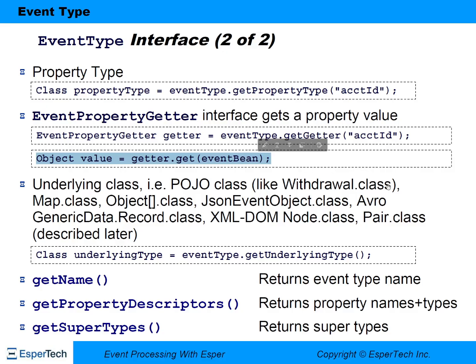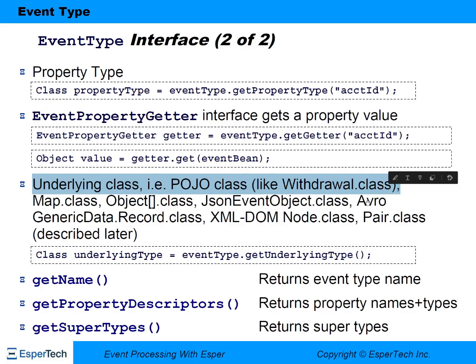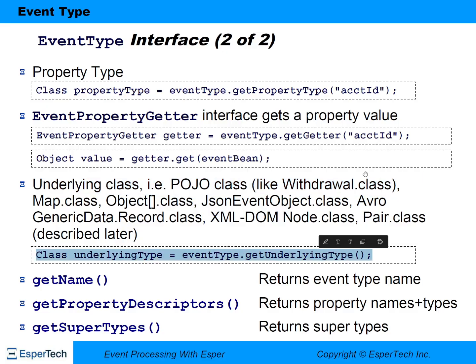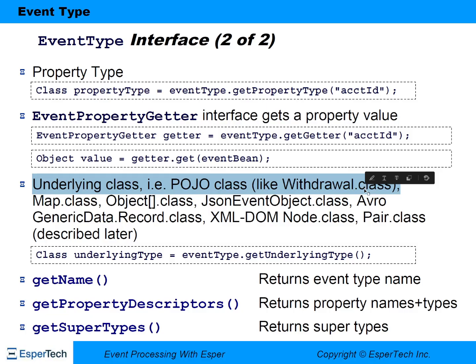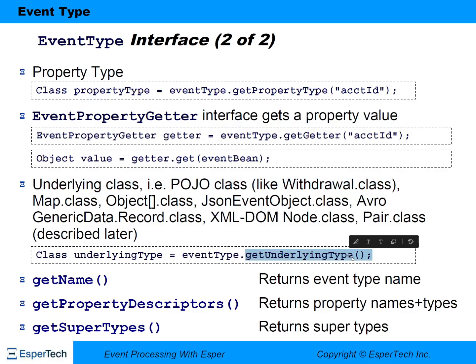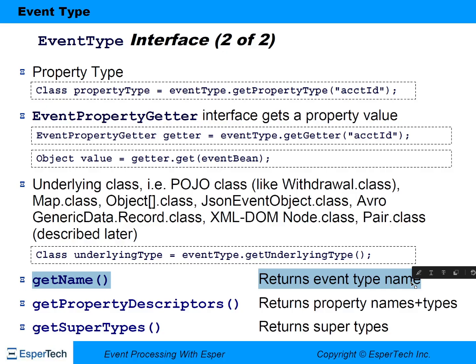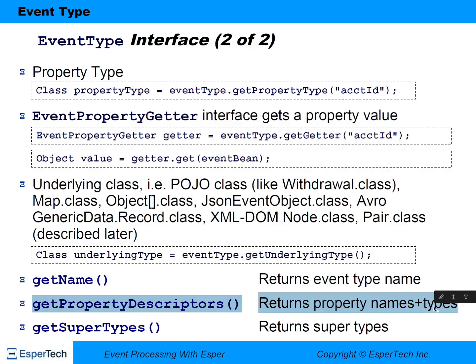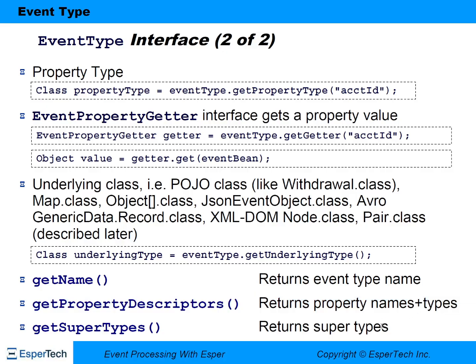The getUnderlyingType method returns the class of the event representation. So it returns the POJO class like Withdrawal.class, or Map.class, or Object[].class, or JsonEventObject.class and so on. For example, Class underlyingType = eventType.getUnderlyingType(). The getName method returns the event type name. The getPropertyDescriptors method returns all property names and types. The getSuperTypes method returns supertypes.